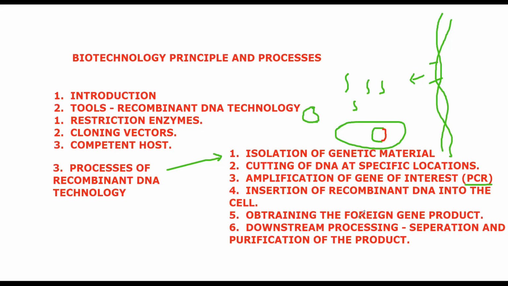That is this step, obtaining the foreign gene product. With this genetic material, the bacteria will produce insulin. Finally, we have to separate our insulin and purify it, and then we can use it for commercial purposes after quality checking. I hope all the steps are clear now. Anyway, we are going to learn this in detail.